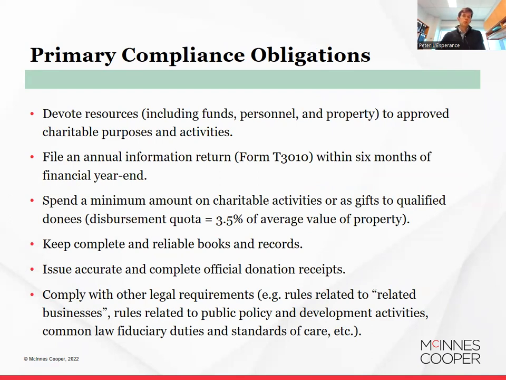And in terms of your primary compliance obligations, you need to devote all your resources to your charitable purposes and activities. That's pretty straightforward. Most organizations are committed to doing what they do. You need to file the Form T3010 document I talked about earlier. You need to spend a minimum amount on charitable activities or gifts to qualified donees, which is a technical term for charities, each year. It's fairly modest: 3.5% of the average value of property that's not otherwise used in your operations. You need to keep complete, reliable books and records, issue accurate and complete official donation receipts, and comply with other legal requirements. I've just identified a few here.